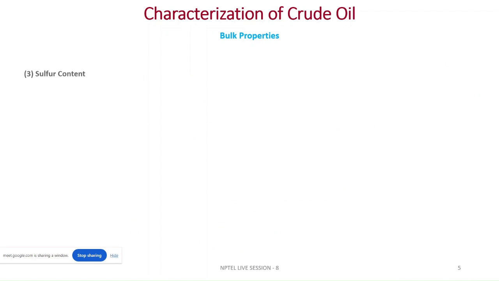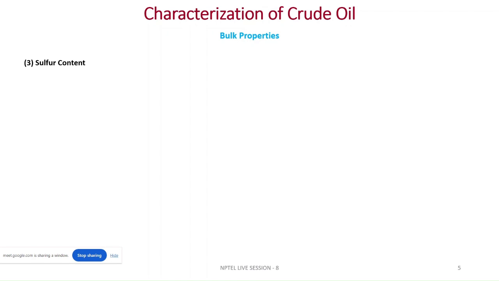So the next bulk property is the sulfur content. As I already told once, the crude oil we are getting to the refinery is a very concerning issue. What is the sulfur content of the crude oil? Because based upon the sulfur content, another unit process should be employed to reduce the sulfur content of the crude oil based upon our requirement or the product quality.